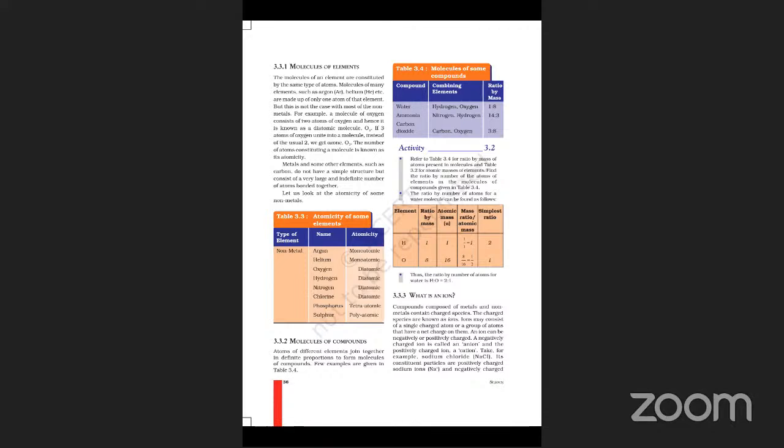If phosphorus forms a molecule of the P4 kind, it is called tetraatomic. Sulfur is polyatomic, meaning more than 4.